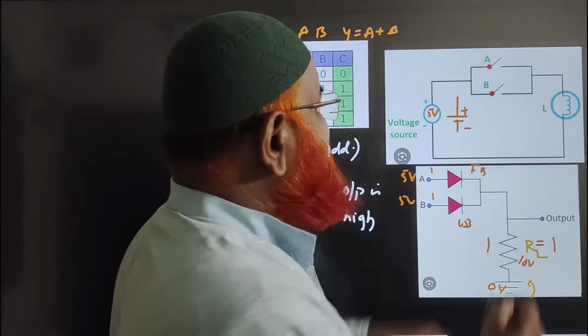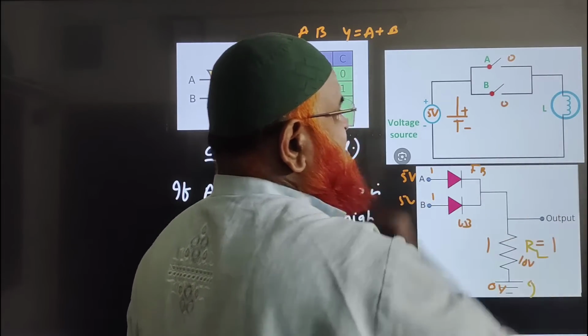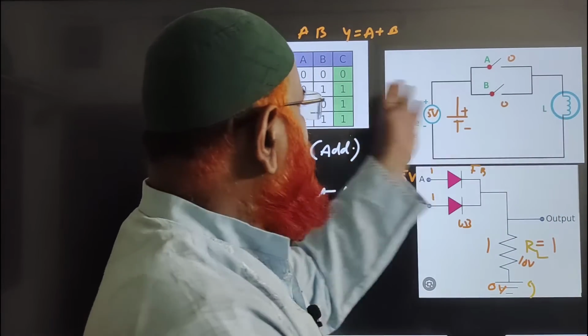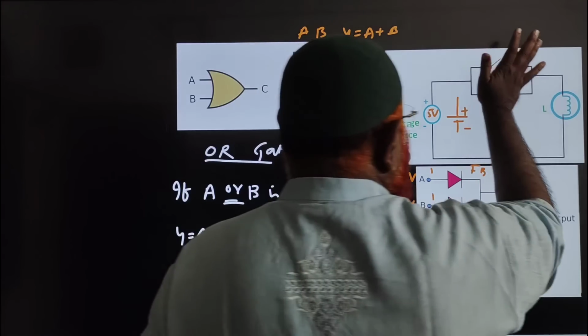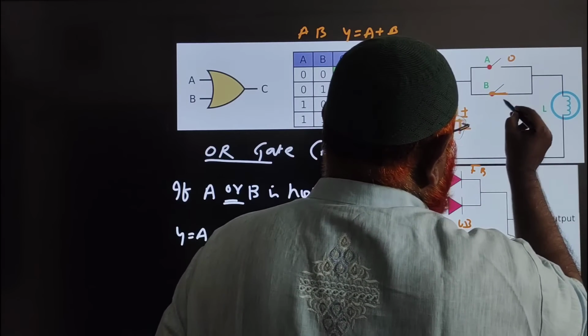So when open means this is 0 and this is 0. That's why bulb will not glow. It is going to be 0. Now what I am going to do here, I will close this one. That means this is 1.